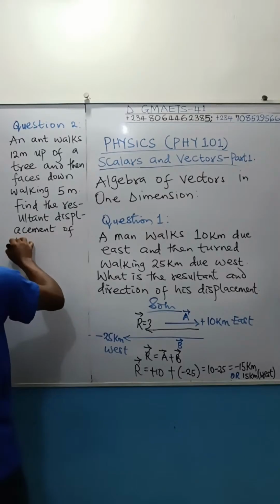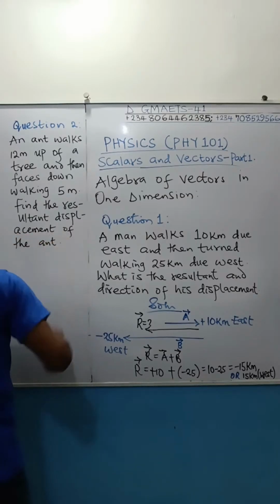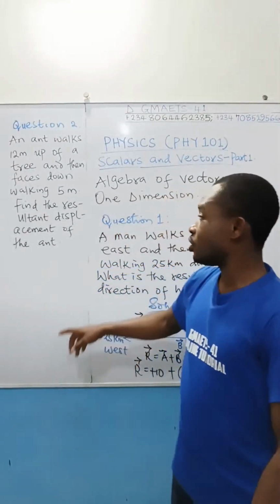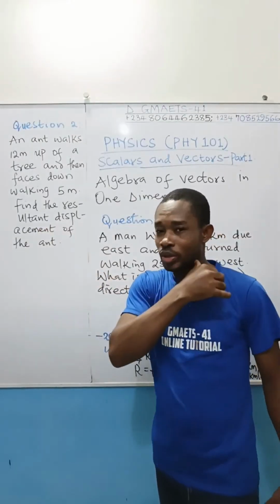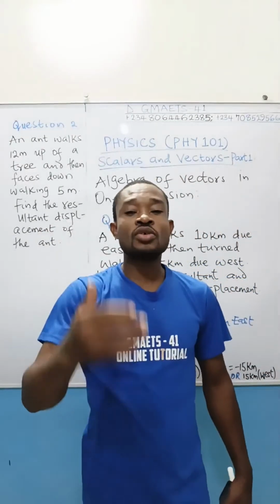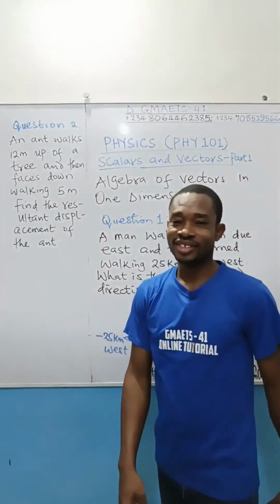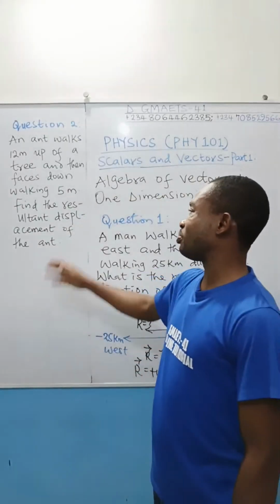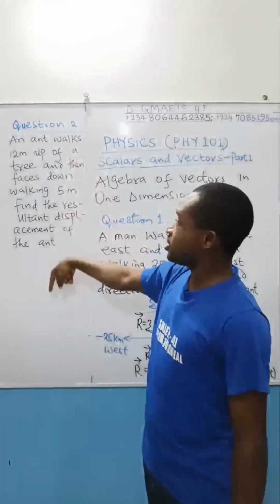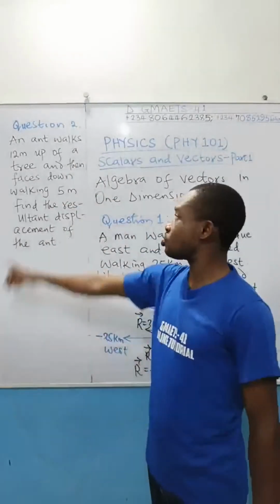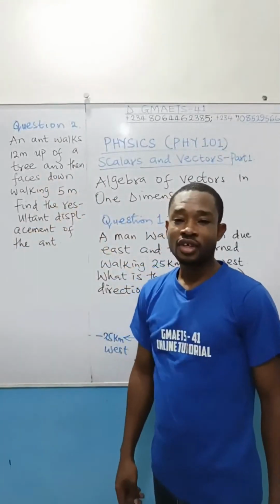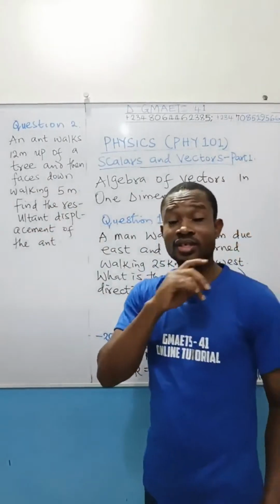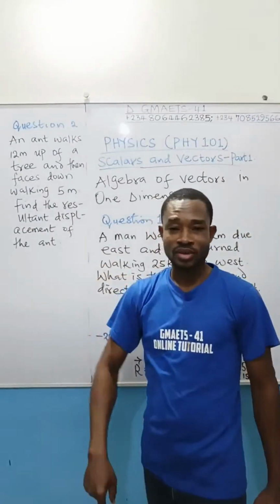Displacement of the ant. Before solving this question once again, remember what we are looking for here is displacement, and displacement is a vector quantity. If the examiner had asked you to find the distance walked by the ant, distance is scalar, so it does not respect direction. There is nothing like putting minus in anything there. In this case, the distance covered by the ant is 17 meters. Straightforward. 12 plus 5, you get 17 meters. You don't respect direction in the case of distance because distance is scalar. It was an example of scalar when I was giving you that.